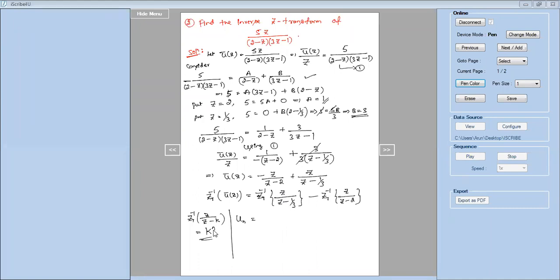K is 1 by 3. So if you apply this formula, K power n means it is 1 by 3 whole raised to the power of n, minus, so it is again the same, Z by Z minus K. Here K is 2, so it becomes 2 power n. So I get un is equal to 1 by 3 whole power n minus 2 power n, and this is the inverse Z transformation of your problem. So this is how we can find the inverse Z transformation of a problem using the procedure we have discussed.